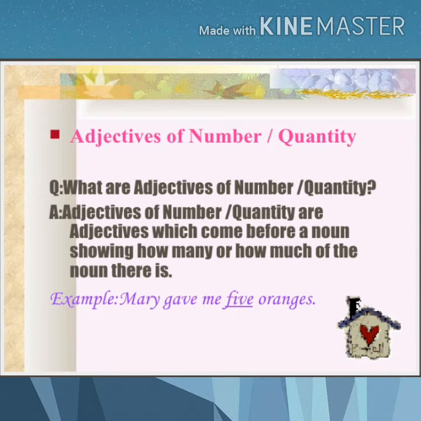Now what are adjectives of number or quantity? Adjectives of number or quantity are adjectives which come before a noun showing how many or how much of the noun there is. For example, Mary gave me 5 oranges. So here 5 is an adjective of number or quantity.